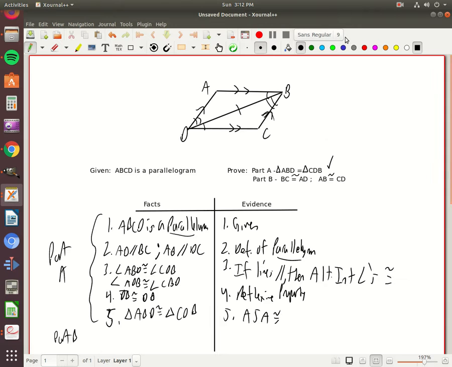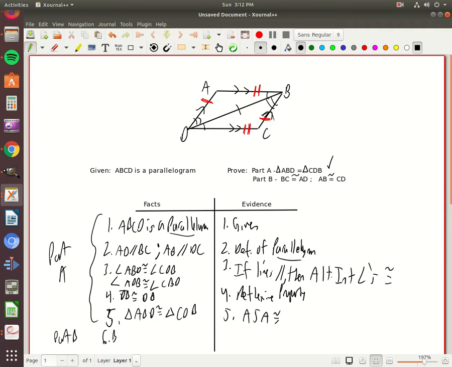Now let's think about this. Everything in black is what I proved. I'm trying to prove in red that BC is congruent to AD, and I'm trying to prove that AB is congruent to CD. I haven't proven that at all yet, but since I've proven these triangles are congruent, I can come back and say that the parts are also congruent. So I'm already done, right? I proved triangle congruence, so now I can say the parts are also congruent.